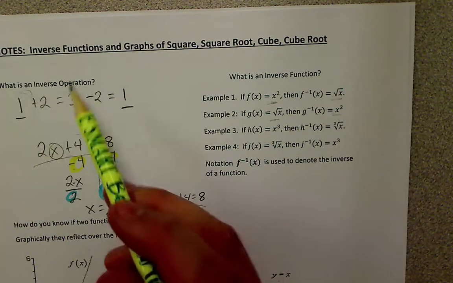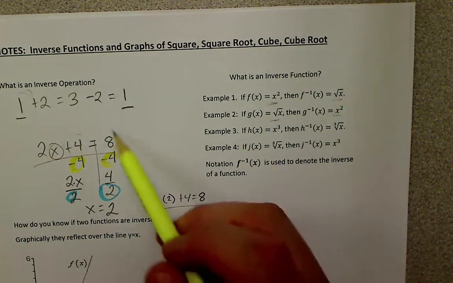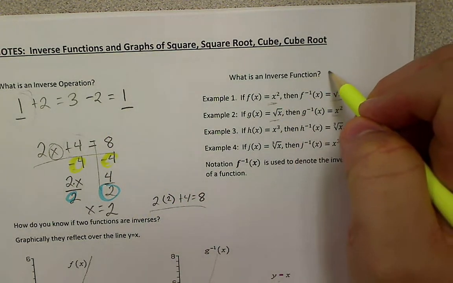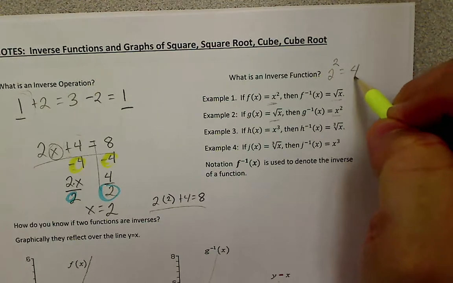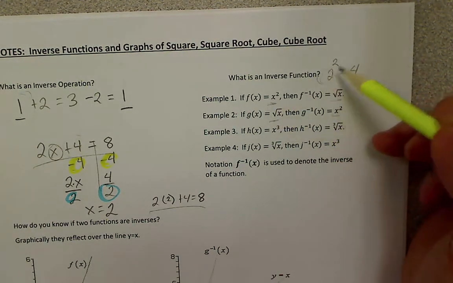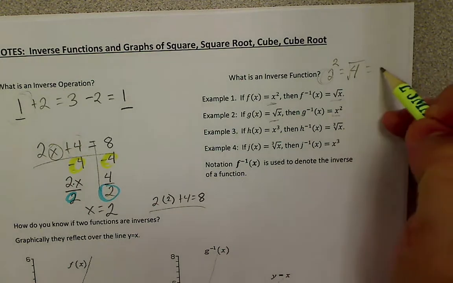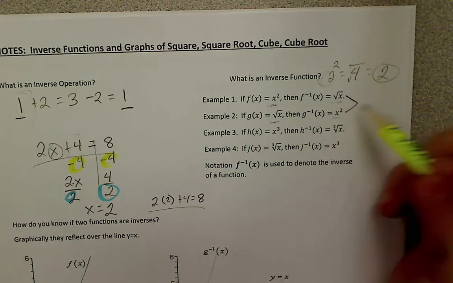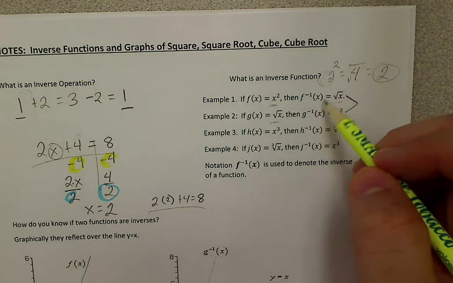Well, again, going back to my original example, if I had x squared, so for example, if I had 2 squared, that would give me 4. But if I wanted to go backwards to get to the original number, then I would square root 4 to go back to 2. So that's why these two are the inverse operations of each other, because one undoes the other one.